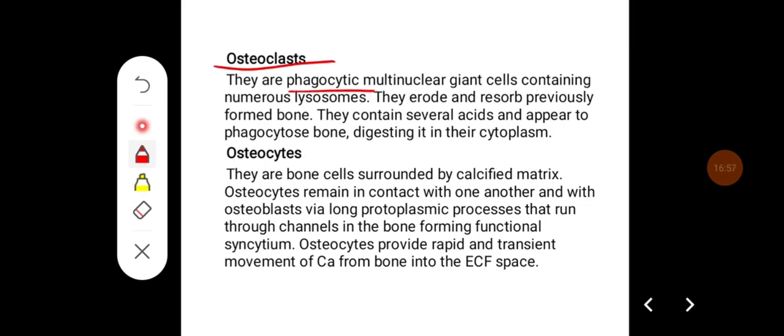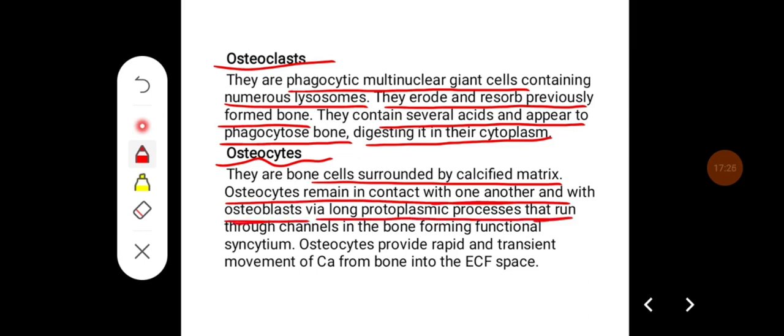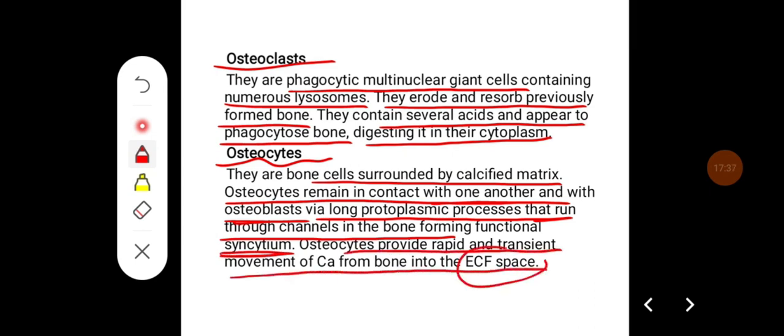Osteoclasts are phagocytic multinuclear giant cells containing numerous lysosomes. They erode and reabsorb previously formed bone. They contain several acids and appear to phagocytose bone, digesting it in their cytoplasm. Osteocytes are bone cells surrounded by calcified matrix. Osteocytes remain in contact with one another and with osteoblasts via long protoplasmic processes that run through channels in the bone, forming a functional syncytium. Osteocytes provide rapid and transient movement of calcium from bone into the ECF space.